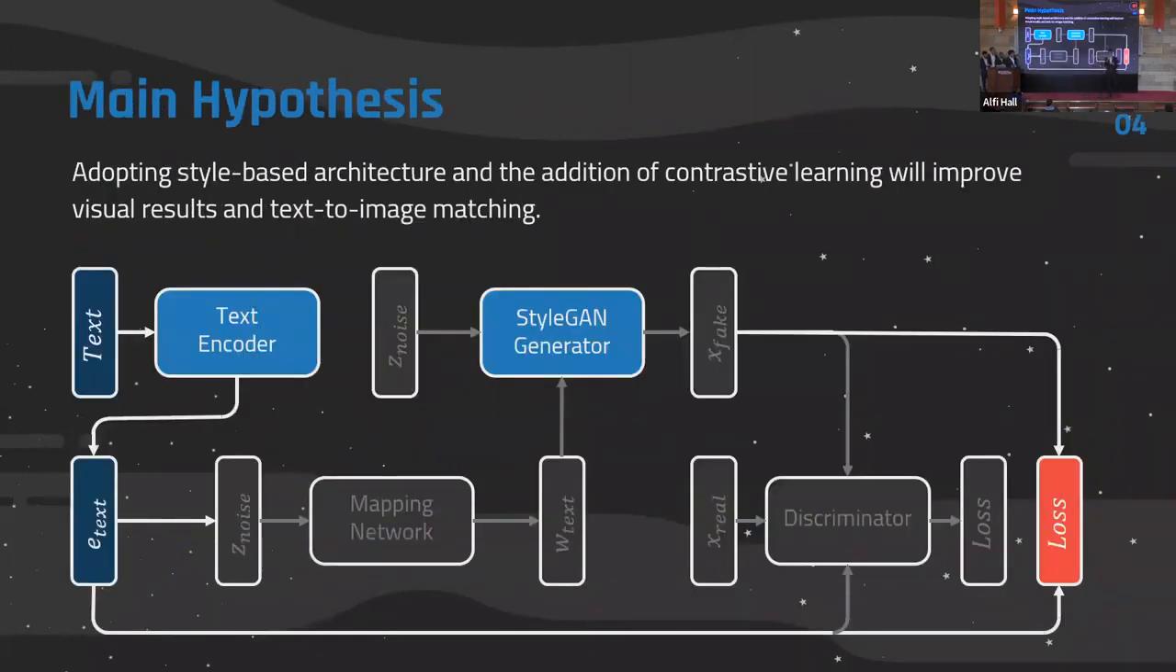So the key problem that we tackle in the literature, or basically the gap that we are targeting, is that most of the models in the literature either produce high-quality images or produce images that reflect textual descriptions. But mostly, nobody does both. Nobody produces high-quality images that at the same time reflect the input textual description. So our main hypothesis is that when we adopt a style-based architecture, in addition to contrastive learning, that will enhance the quality of the images produced, as well as the text-to-image matching.